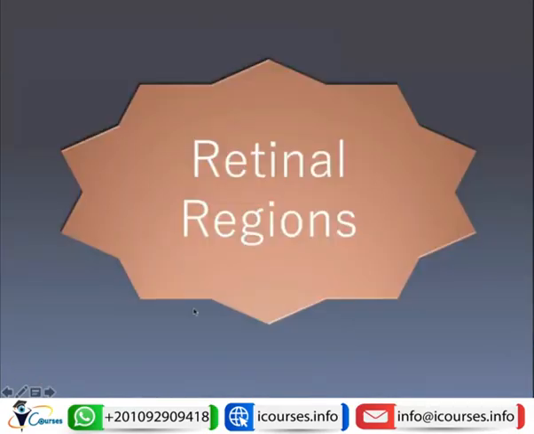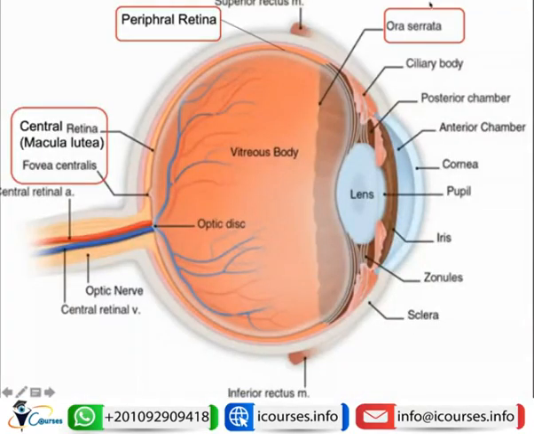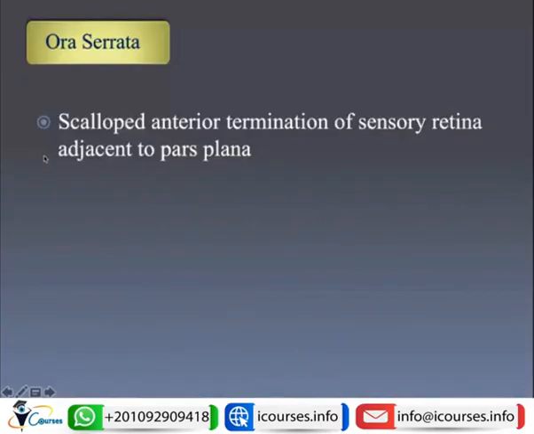Finally, we come to the retinal regions. There are some certain regions in the retina with specific anatomical description and anatomical details. So let's see them. We have the first, the ora serrata, and this is the peripheral retina. And here is the central retina, or what's called the macula lutea.